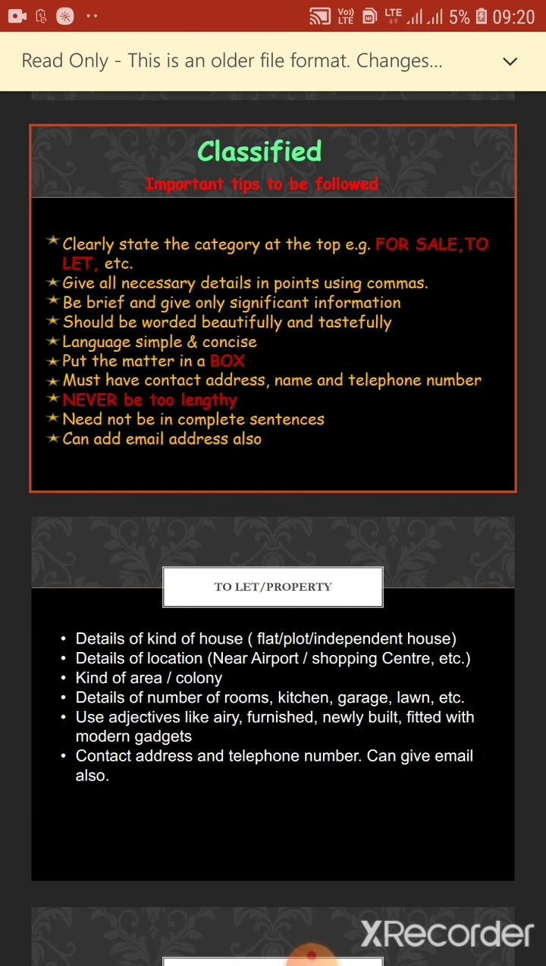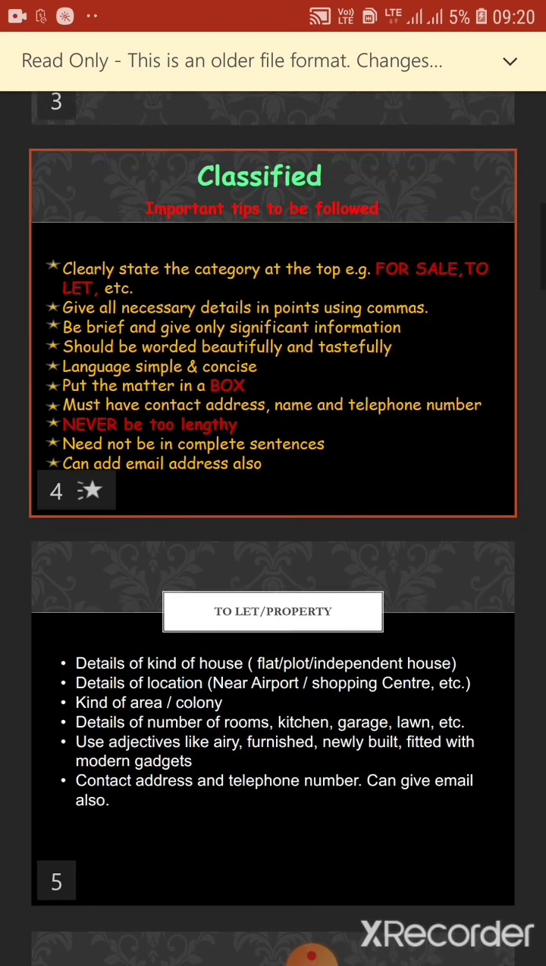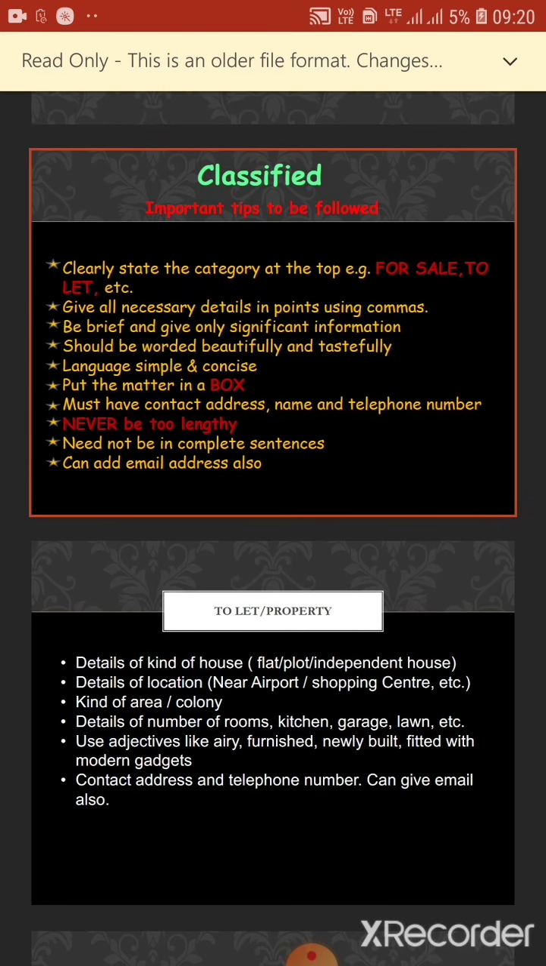The third important point is to be brief and give only significant information, because the word limit is already fixed. We have to complete the classified advertisement in just 50 words, so we must be careful about the words we are using. Only significant information should be given in the classified advertisement which we are writing.